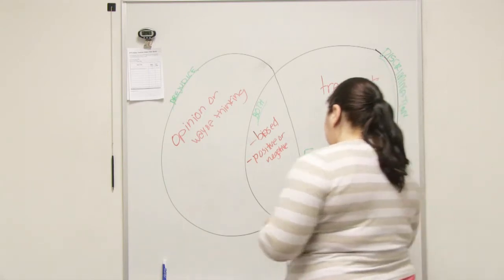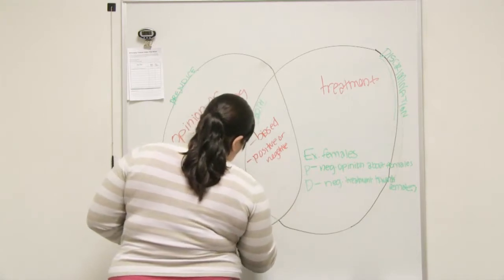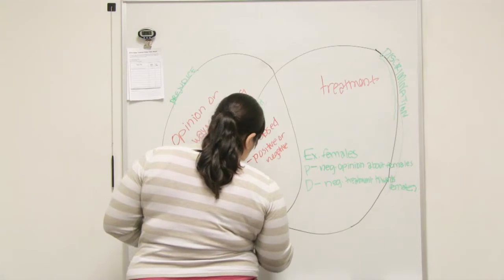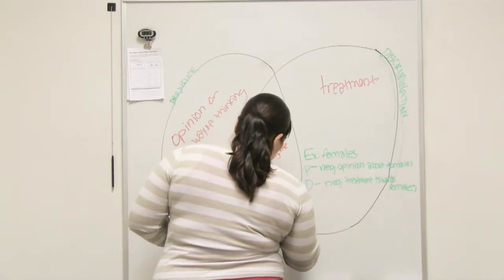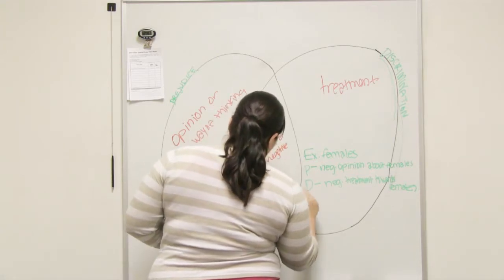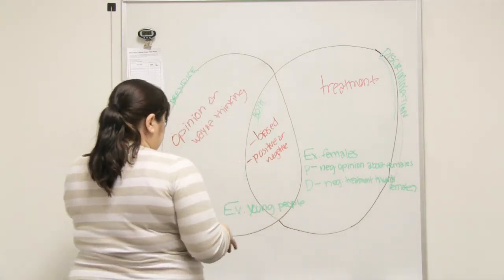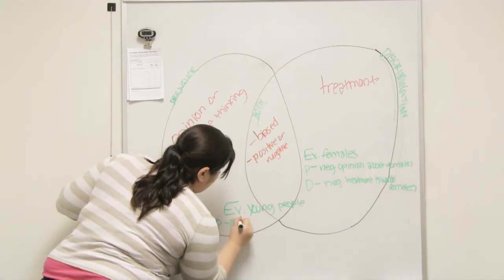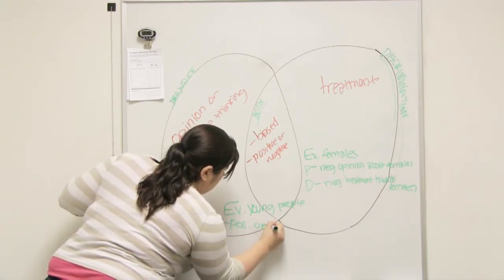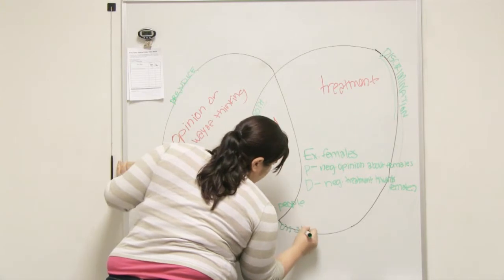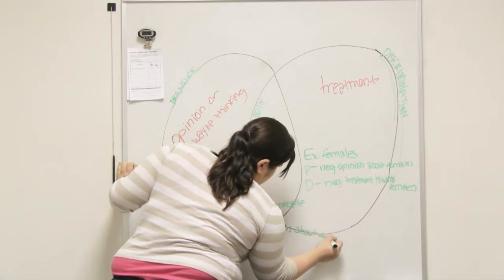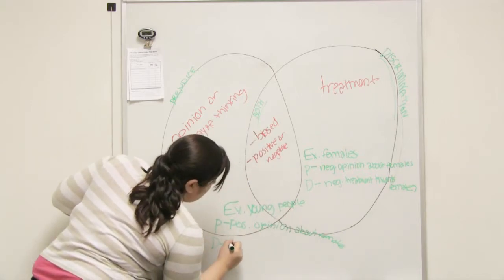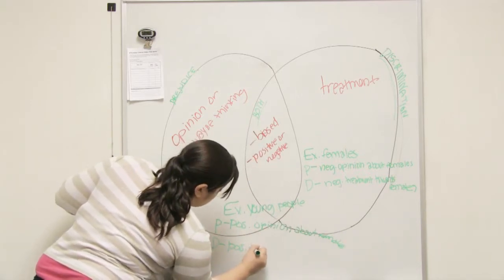Now again, this can also be positive. So let's come down here and do one more. Let's say the example is young people. Let's say that you are biased for young people, meaning you're positively biased. Then in that case, prejudice is you will have a positive opinion about young people, and discrimination would be that you have a positive treatment towards young people.